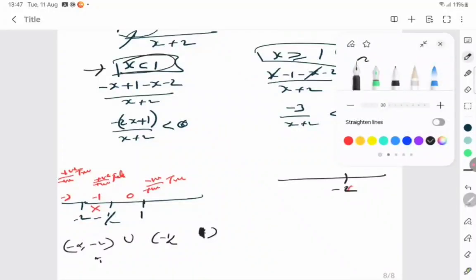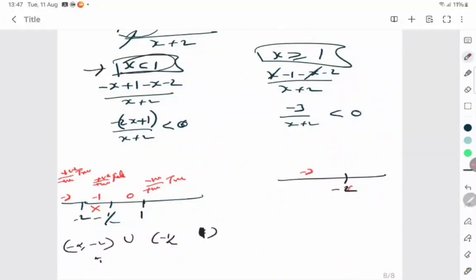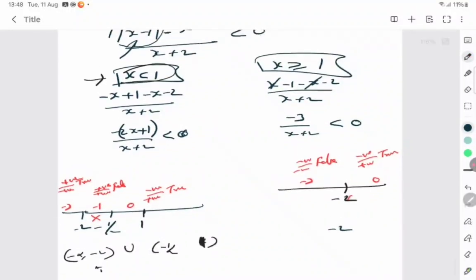Left side given example, minus 3. Right side given example, 0. Put this example here, minus 3. It will be negative, numerator negative, denominator also negative, so it's positive. So negative by negative, positive, is less than 0, so it's false. Here 0 if you put, it is becoming negative by positive, so true. So according to right hand side, the answer is only from minus 2 to infinity.